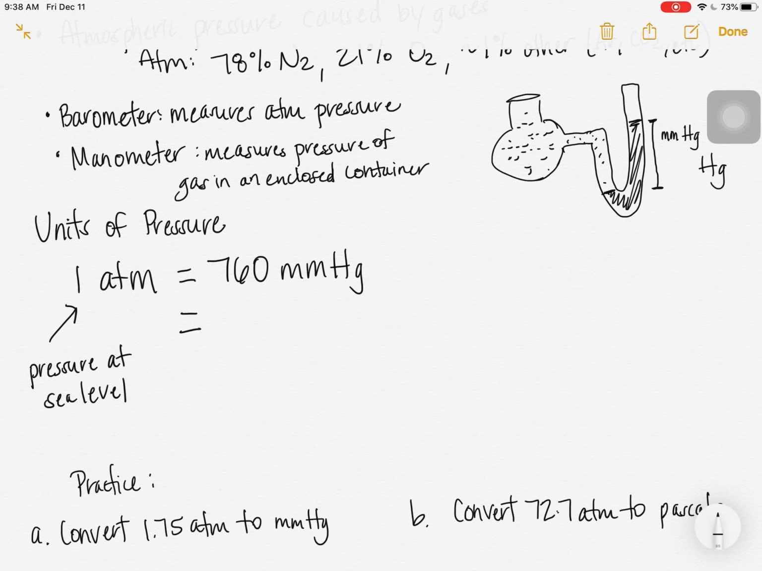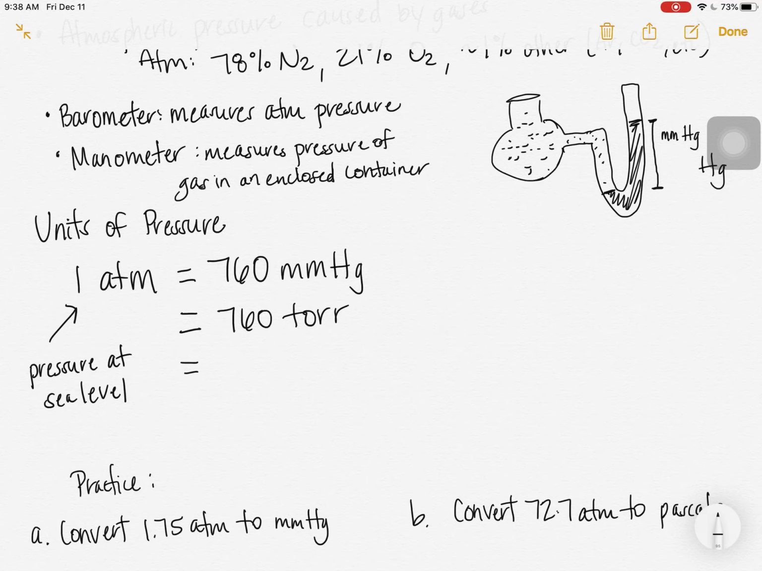There's a second unit, or a third unit, I guess, of pressure called the torr. And 1 atmosphere is actually equal to 760 torr. So knowing that, the torr and the millimeter of mercury are equal, right? 760 equals 760. So these are just conversion factors.